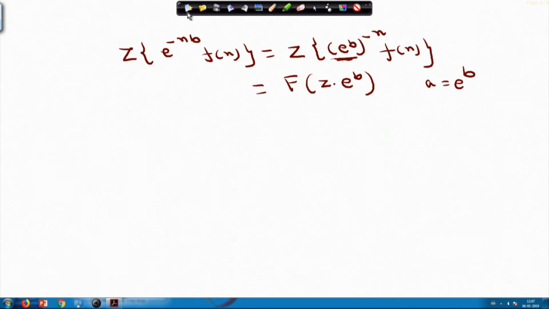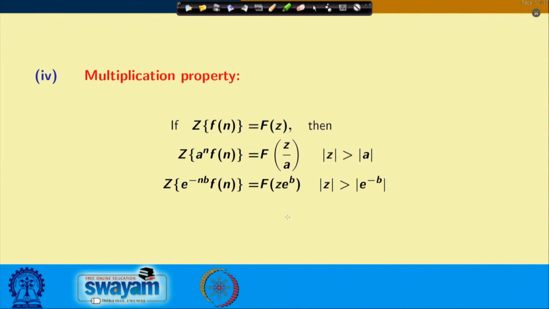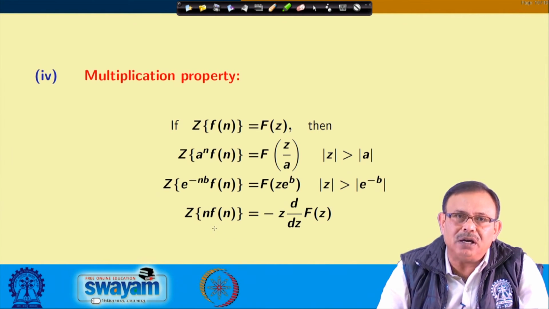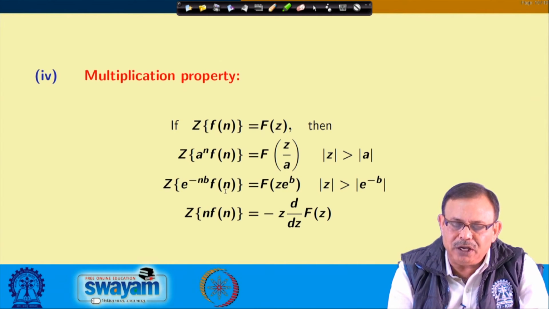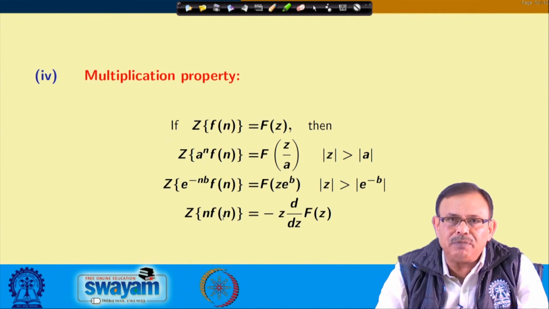The third one is Z transform of n into f n. In the first case you multiplied f n by a to the power n, in the second case you multiplied f n by e power minus n b, and in the third case we are multiplying f n by n.